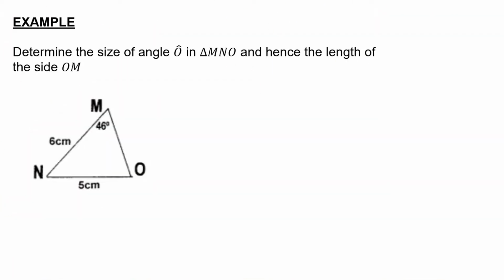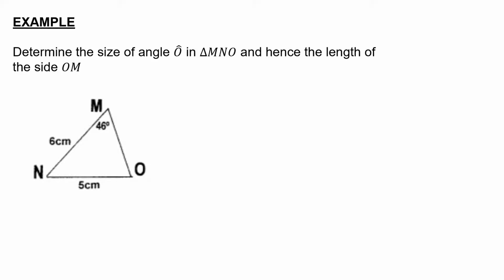So let's have a look at the first example here. It says determine the size of angle O in triangle MNO and hence find the length of the side OM. The difference between this question and the formula that we just dealt with is that this triangle is labeled MNO instead of ABC. So this is where it becomes important to try and remember the sine rule in words instead of trying to remember that formula off by heart.